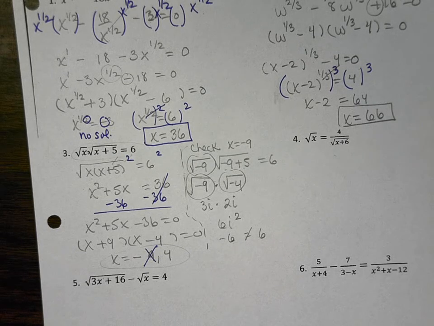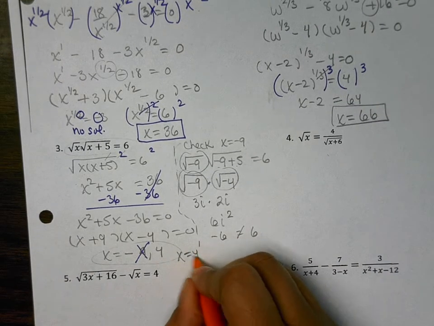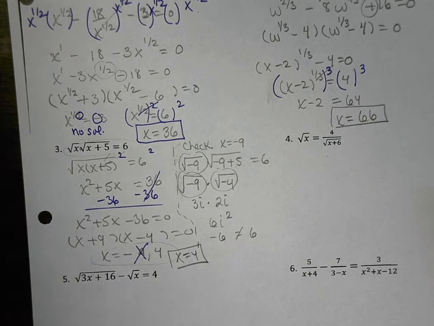4. I have Emily and Isaiah. You can come up and pick these up. Okay, x equals 4.